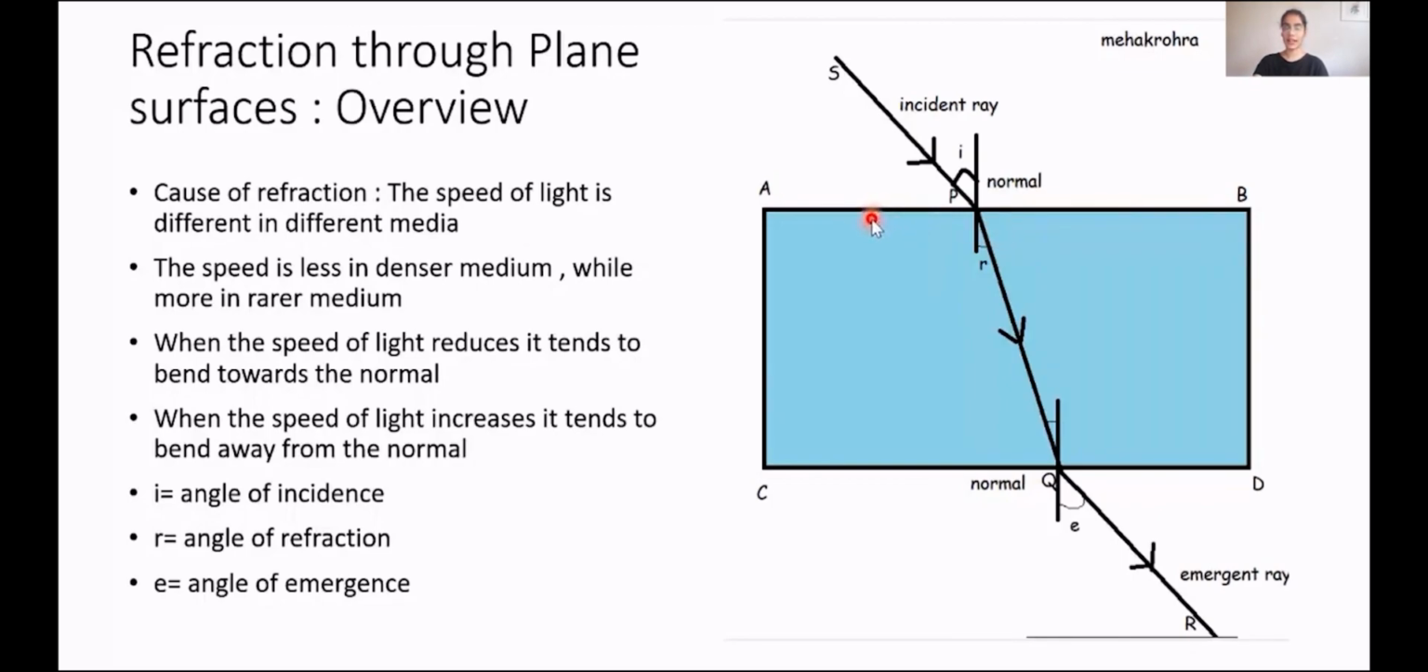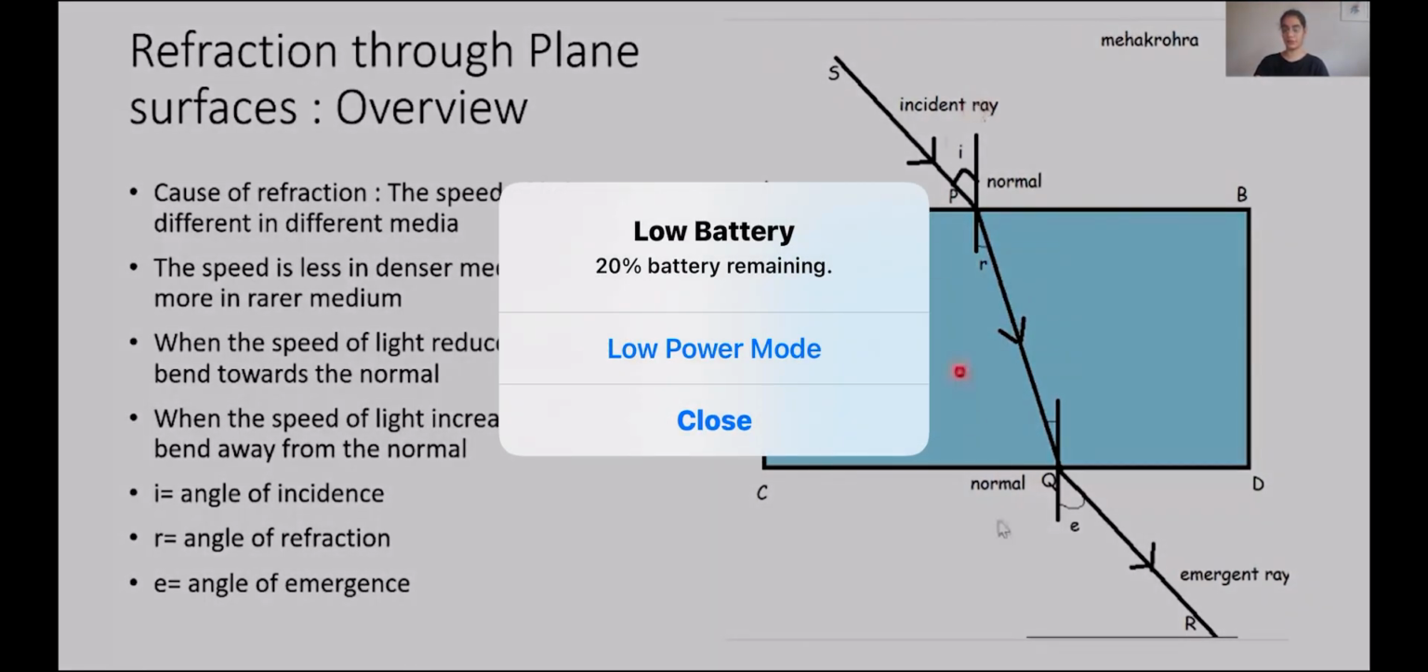So the speed of light is less in a denser medium, while the speed of light is more in a rarer medium. And when the speed of light increases, it tends to bend away from the normal. So if you see, when the glass slab, the second refraction was taking place at point Q, it was traveling from a denser medium to a rarer medium. So now speed of light is going to increase, and since it increases, it bends away from the normal.